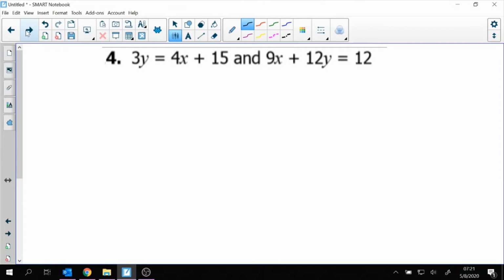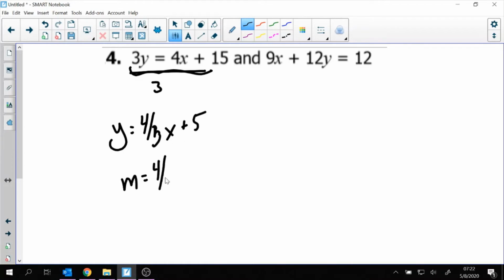So this is going to be the same story, but neither of these are given in slope-intercept form. So first things first, let's do this one. It's a little bit quicker. To get y by itself, you just have to divide everything by 3. 3y divided by 3 is y. That's why we do it. 4x divided by 3 is 4 over 3x. And then 15 divided by 3 is just 5. So our first slope is 4/3.